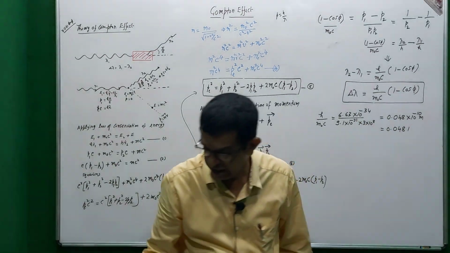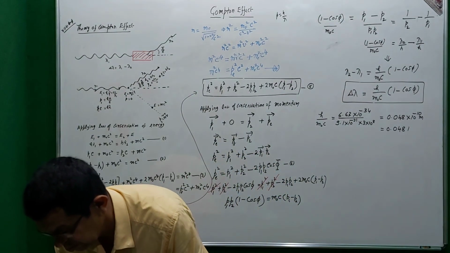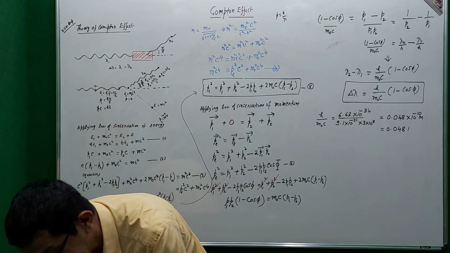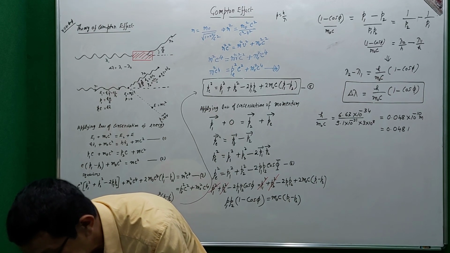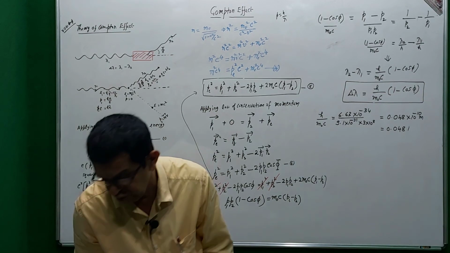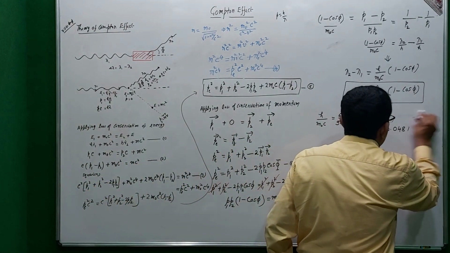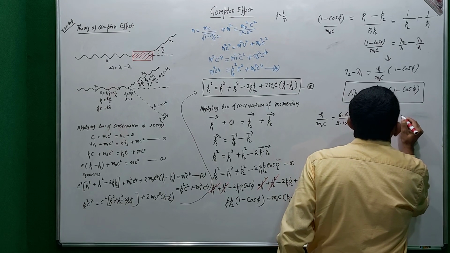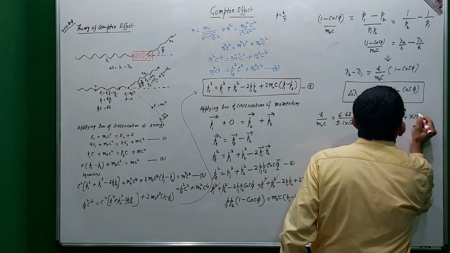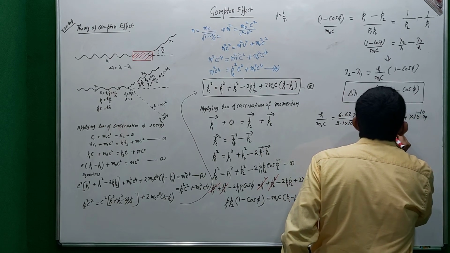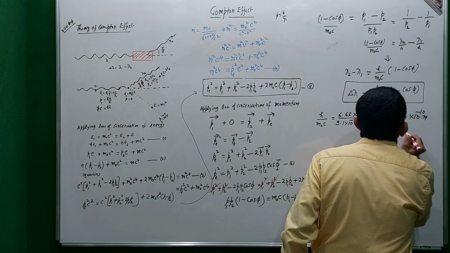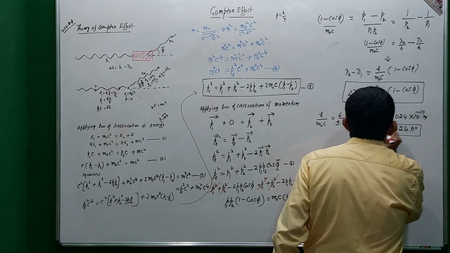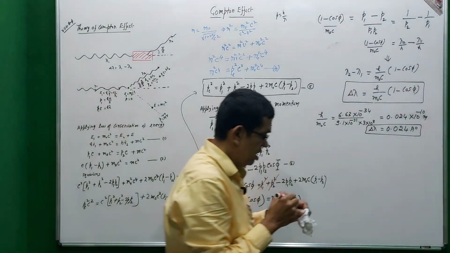Sorry, I made a mistake. I think it is 0.024. Let me check that. Okay, it is 0.024, I made a mistake. 0.024 into 10 to the power minus 10 meter, and it is 0.024 angstrom. Therefore, delta lambda equal to 0.024 angstrom.